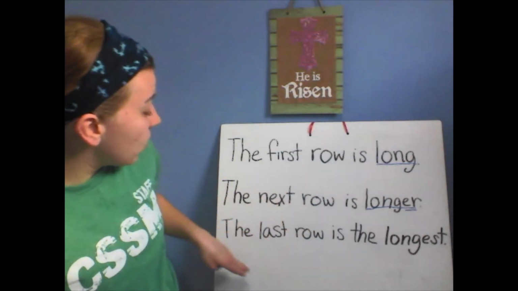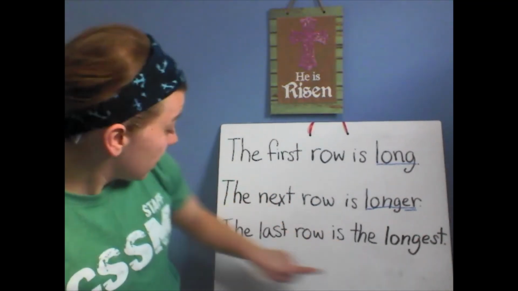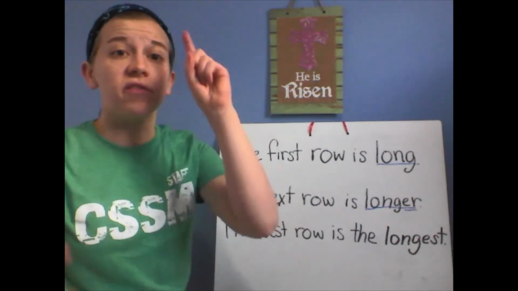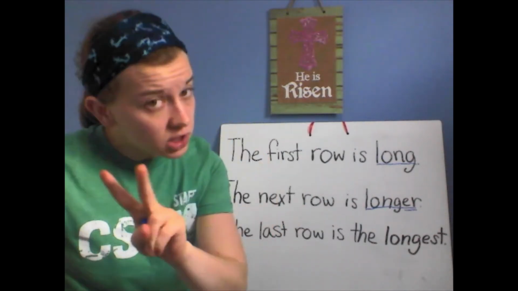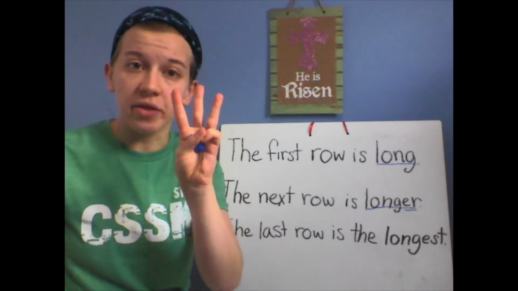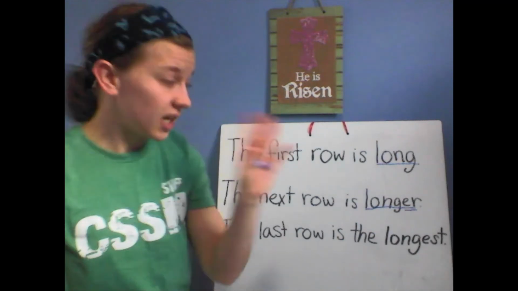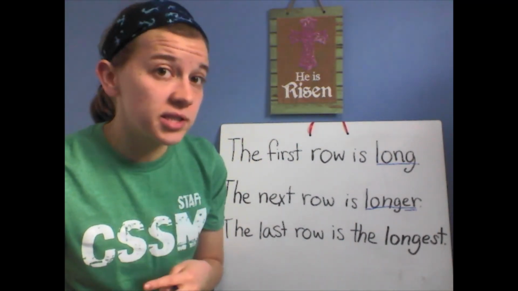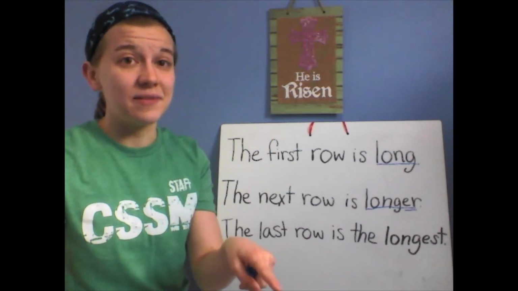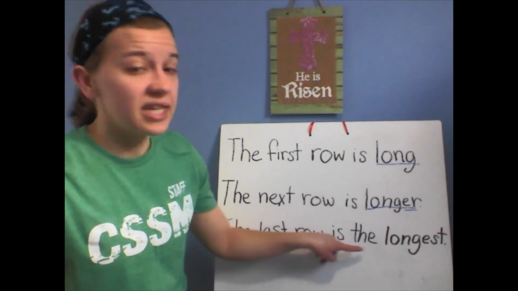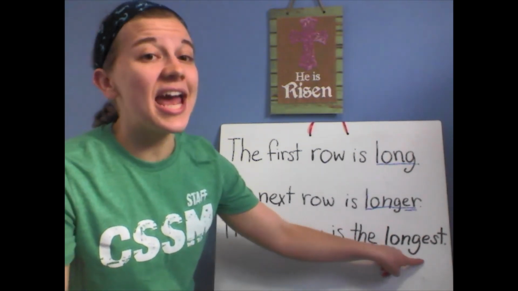So now we have one more sentence here. The last row. We've added another row. So we had the first row, the next row, and the last row. So how many rows are we working with? Three. And on the other side of the board, it said that when you are comparing three or more nouns, you add EST. Okay, so let's see what word we have now. The last row is the longest.